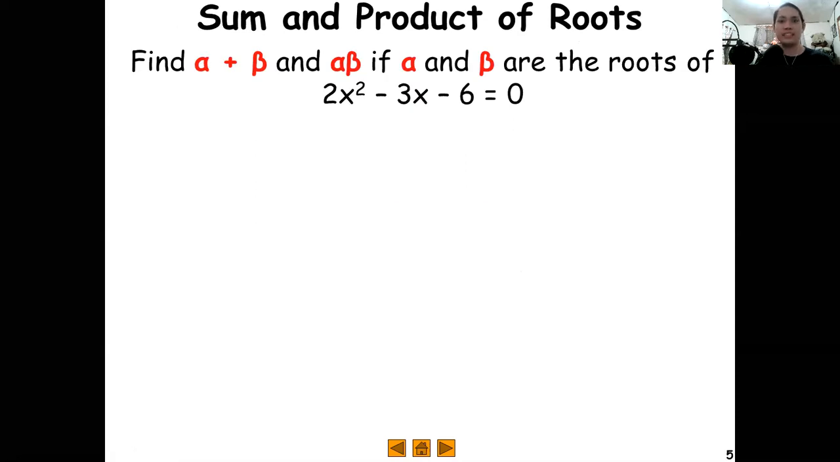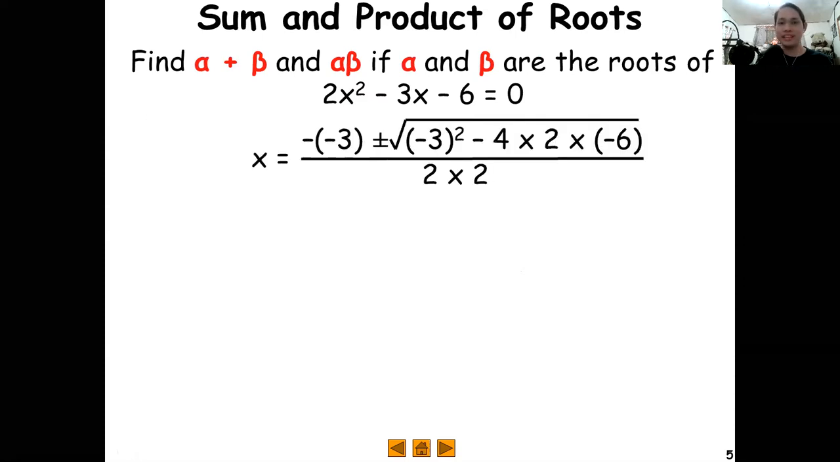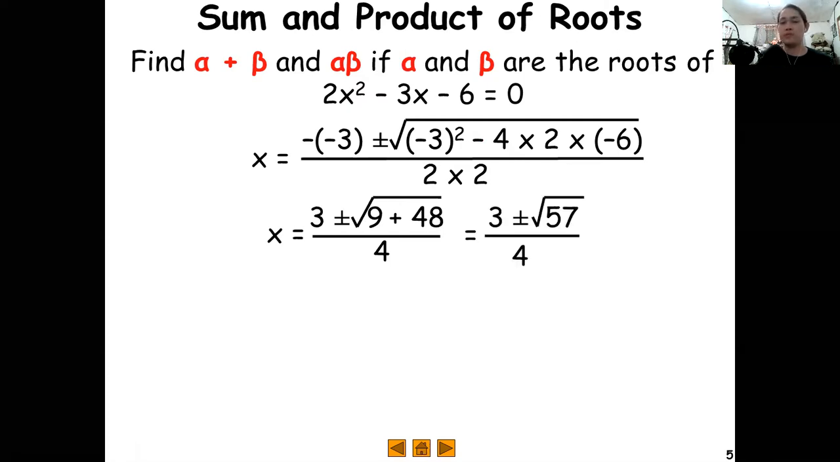So now again, let's have another example. Find a plus b, or the sum of the roots and product of the roots, if a and b are the roots of 2x squared minus 3x minus 6 is equal to 0. So again, this is another way you can just solve for your roots if you want. Of course, using the quadratic formula. So we have x is equal to 3 plus or minus square root of 9 plus 48 all over 4, which gives you 3 plus or minus square root of 57 over 4.